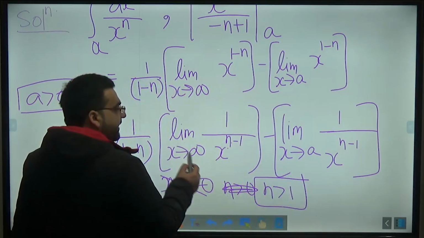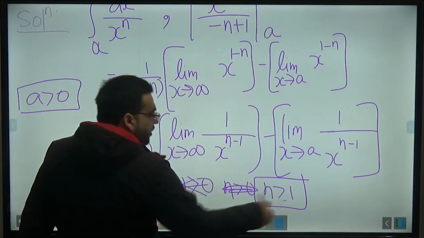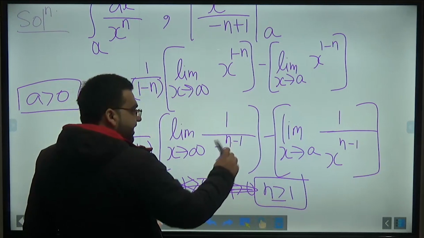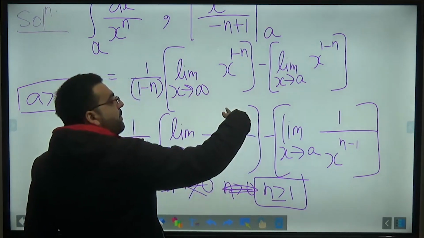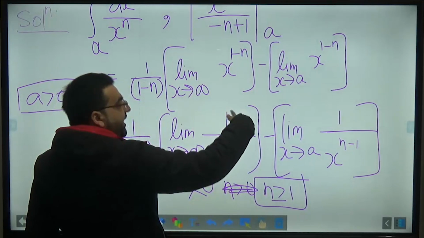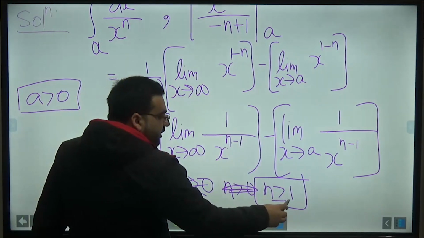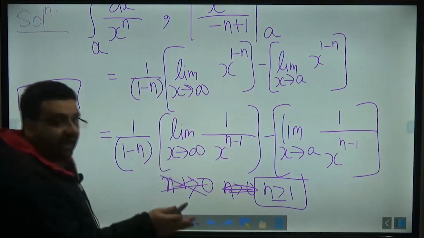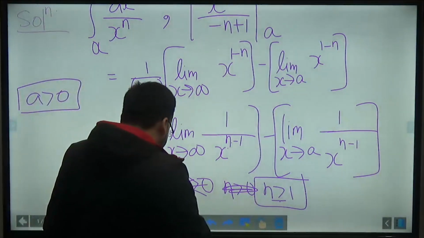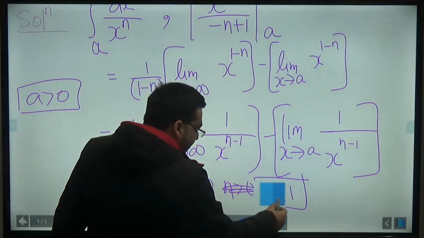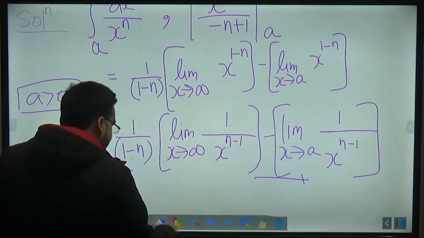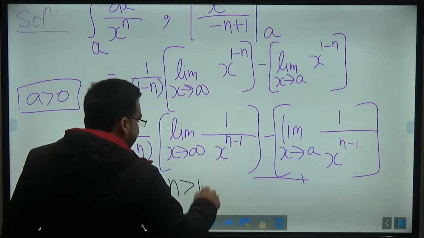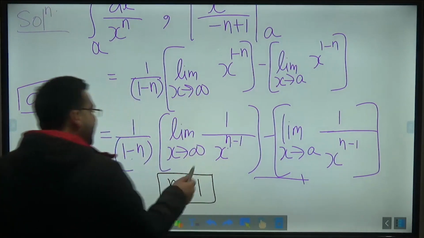Because if n becomes, let us say, 0, it is negative. Negative will go at the top and you will be getting a divergent series. But n cannot be equal to 1, because if you put n equal to 1, here it will be infinity, again divergent. That is why I am removing the sign of equality here, and from this result I get that n should be greater than 1.